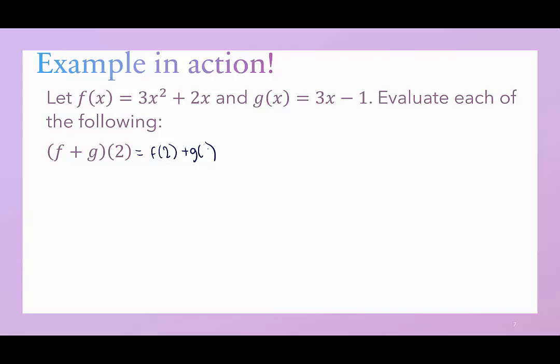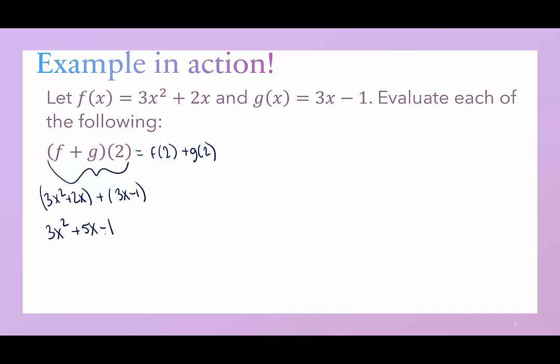I keep putting x. It's 2. There we go. There's the 2. All right, starting with our first one, over here on the left, we're going to combine the functions first. So when we combine, f is 3x squared plus 2x, and g is 3x minus 1. And now we have, let's see, the parentheses are there strictly for ornamental purposes to just show the two different functions. We're going to combine like terms. We get 3x squared plus 5x minus 1.